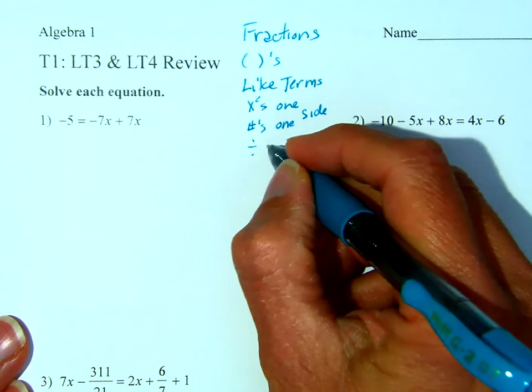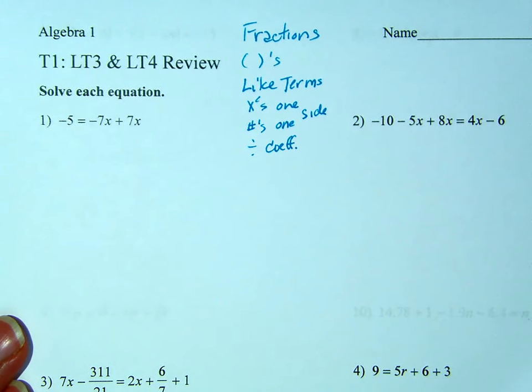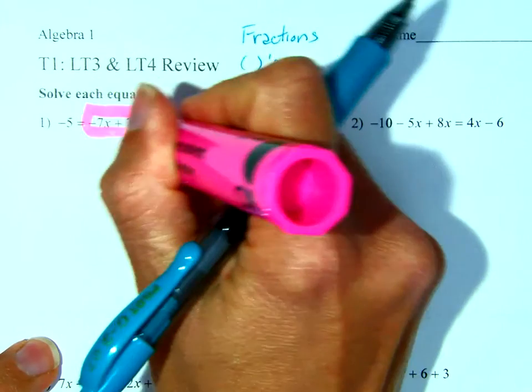Those are our steps. Now, I don't always follow those steps. Sometimes I do it a little bit different, but that's a great list to have in your mind. Fractions, parentheses, like terms on each side, x's on one side, numbers on the other side, divide by the coefficient. So I look at this one, and I notice that there are no fractions or no parentheses, so now I go to like terms. I notice that these are like terms. Get my highlighter out. Like terms right there.